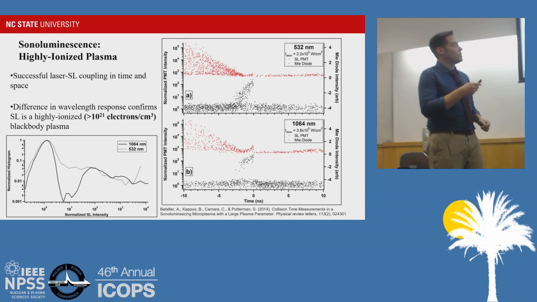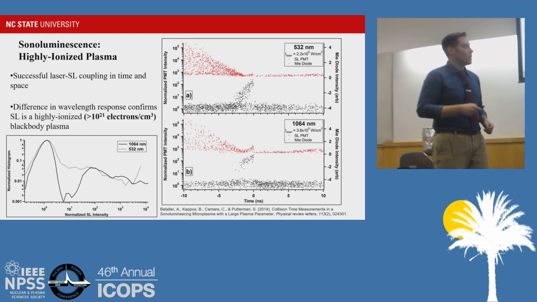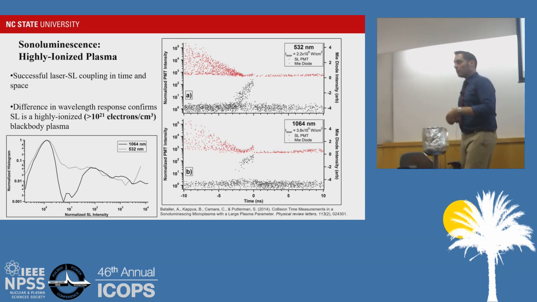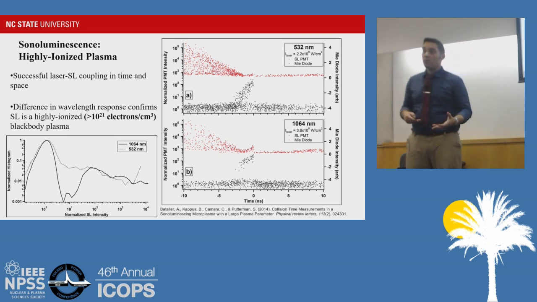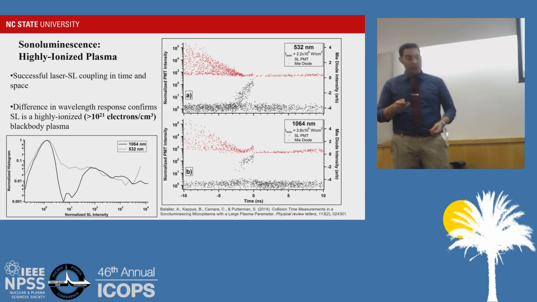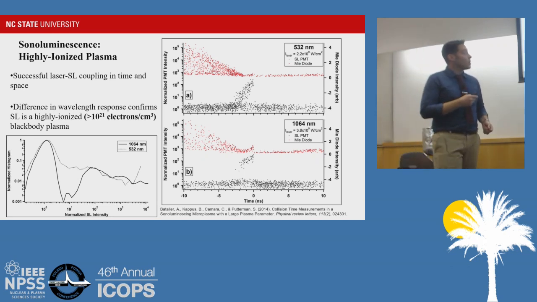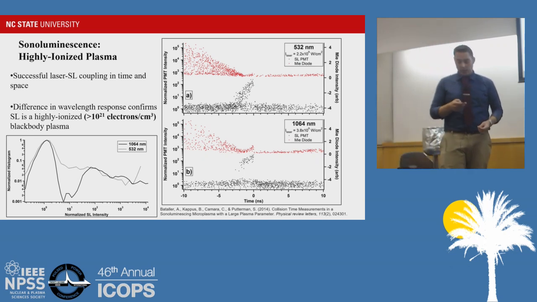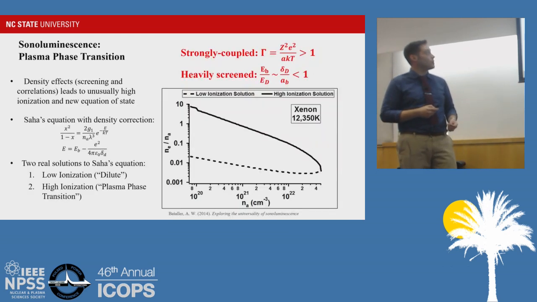So if you see these red dots, this is the bubble radius as a function of time. And over here, this is an indication of the laser plasma coupling. And only when it's at this bubble minimum do you see this stronger interaction occurring. And more than that, we were able to infer that it's actually over 10^21 electrons per cc based on the changes of wavelength between these interactions. And so, indeed, sonoluminescence is a highly ionized dense black body.